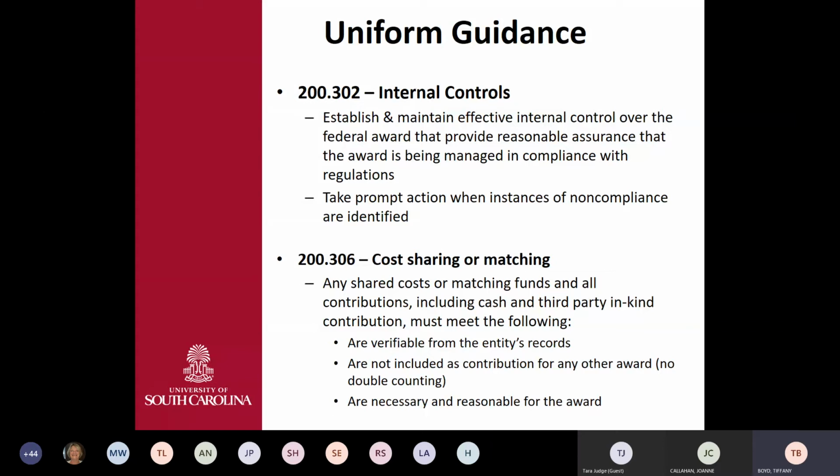The next section we just wanted to highlight is section 306, where it talks about cost sharing and matching. That's just saying that any shared cost or matching funds as it relates to contributions, whether it's cash or third party in-kind contributions, must meet these 3 items. They have to be verifiable within our records, and they cannot be included as a contribution on any other award. So you can't double count it. You can't count it on this project and then count it over here on this project as well. And they have to be necessary and reasonable. It can't be something random. It has to be necessary for the scope of work.